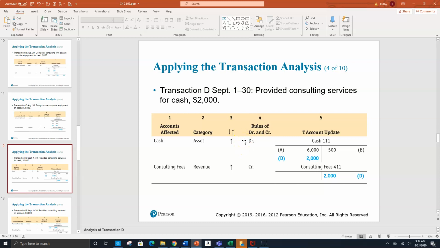Cash, to increase an asset, we debit it. To increase a revenue account, we credit it. So we update our T accounts accordingly.